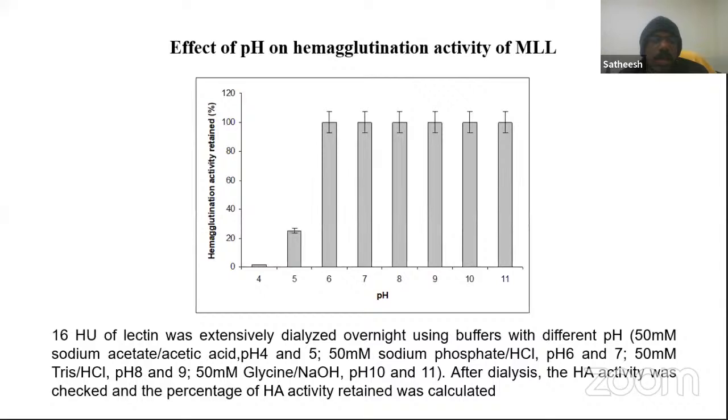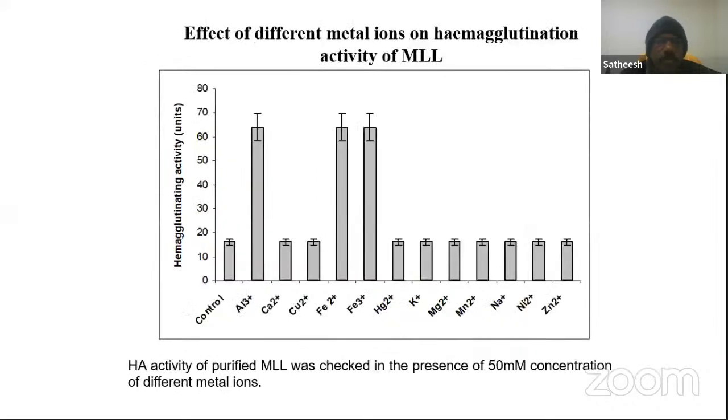Effect of pH: basic pH was facilitating the activity of MLL, that is, the lectin was active at higher pH, but it had very little activity at acidic pH ranges. Effect of different metal ions: we have seen that aluminum, ferrous Fe2+ and Fe3+, these three are promoting the activity of MLL, but all the other metals we tried were inhibitory, or did not give any increased activity for the MLL.